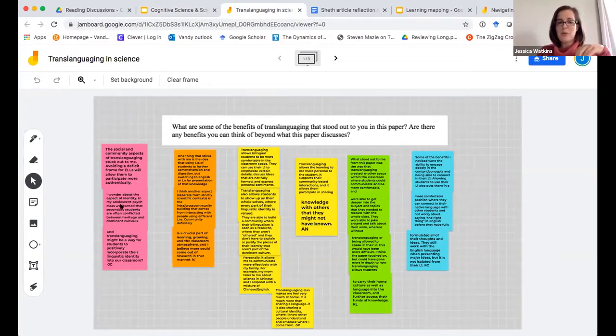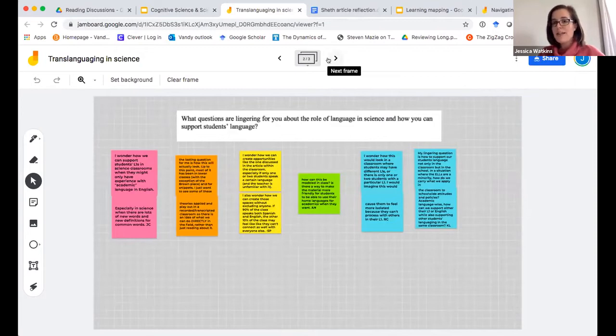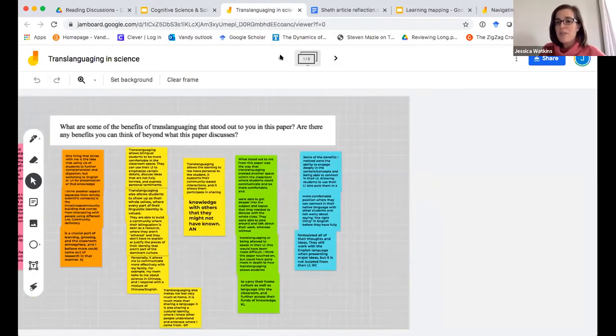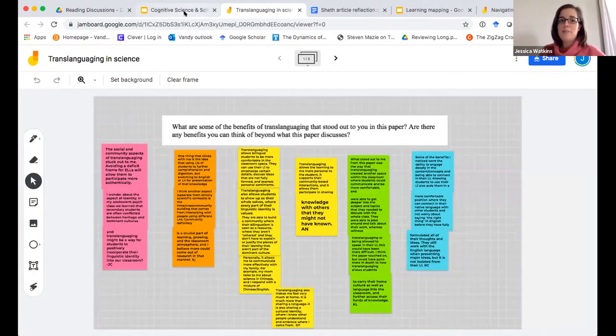To get conversations going, I think there were a lot of Post-it notes, and for some of them, this one was a long one, they had a lot to say. But it was another way to start thinking about what the benefits of translanguaging in this paper are, or what questions are still lingering that didn't necessarily come up in Perusall, but gave them a chance to read and think about that. So I found those Jamboards a nice way to get them thinking, to get those ideas out ahead of time, and in a more synthesis-y way than you would get through Perusall comments.